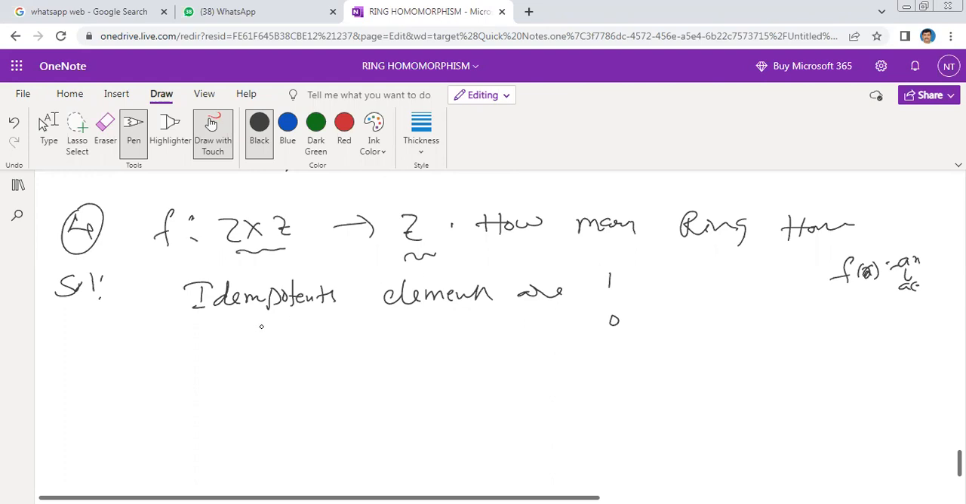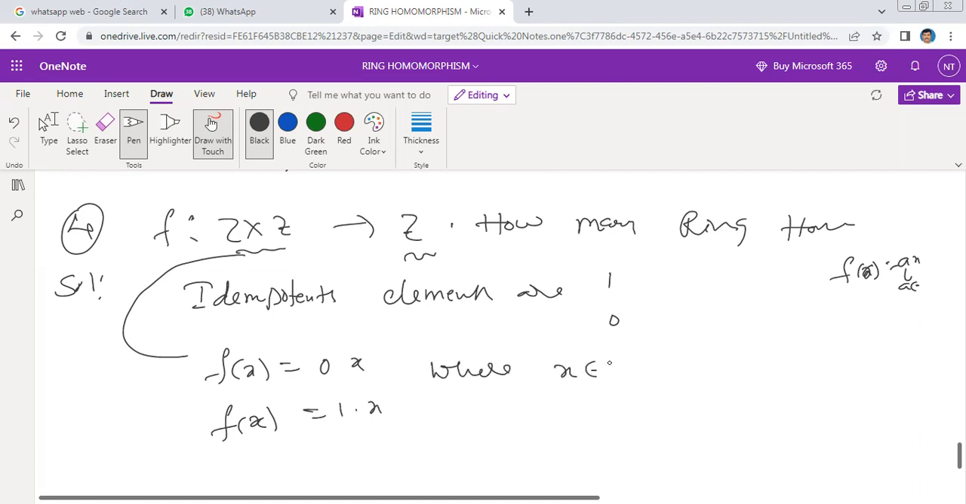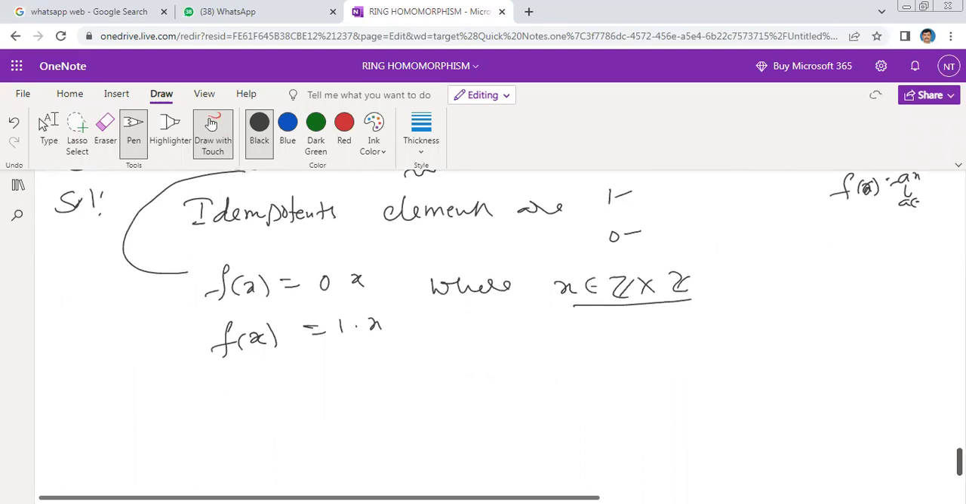If you take 2 elements, it goes to 1 element here, so how can it be? Suppose my element is x, it must be 1x or 0x. f of x is equal to 0x, another one is 1x, where x belongs to Z cross Z. Because idempotent elements are 1 and 0 in Z, therefore f of x is equal to 0x, f of x is equal to 1x, where x belongs to Z cross Z. I'm taking x, y.